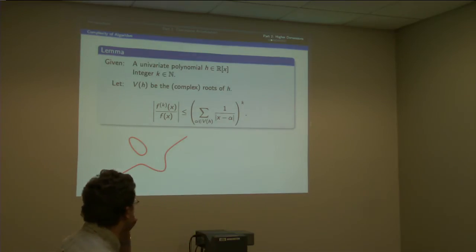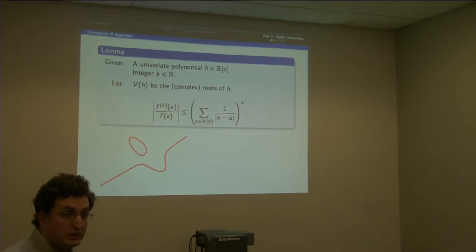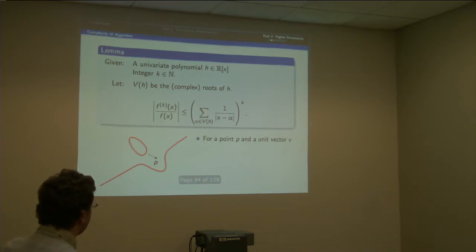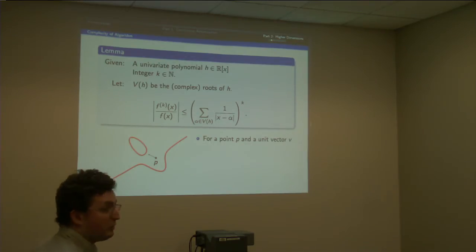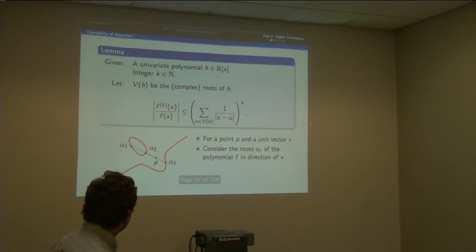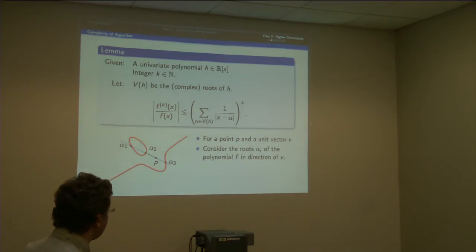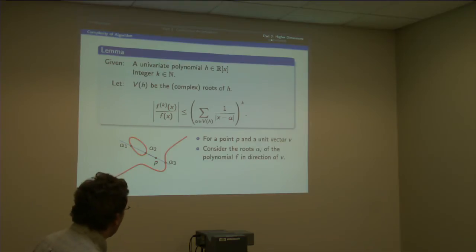Okay, that's not difficult to prove. Let's make a two-dimensional version of this. So I'm going to pick a point and just pick a unit vector, any vector. If I draw the line in that direction, it intersects the curve in a bunch of places, and I can think of this line as a one-dimensional situation. So I have all the roots of the polynomial f, but only in the direction of my vector.